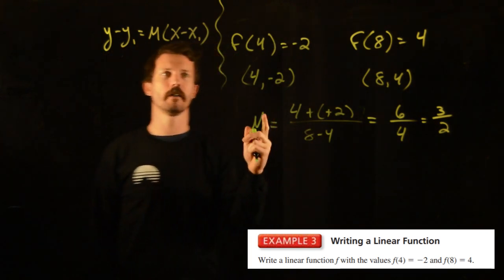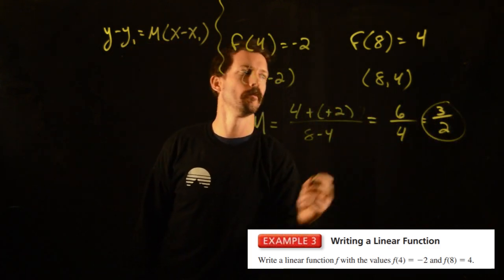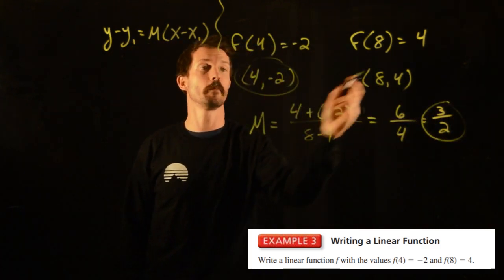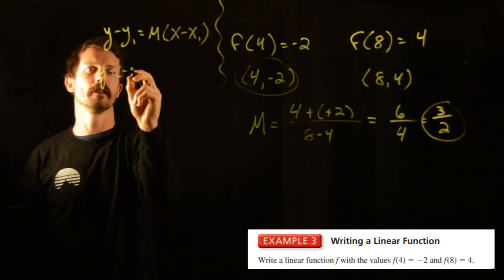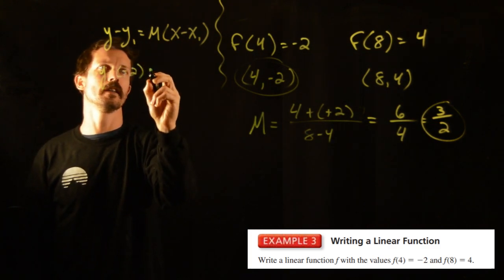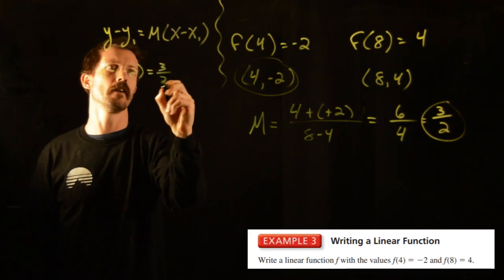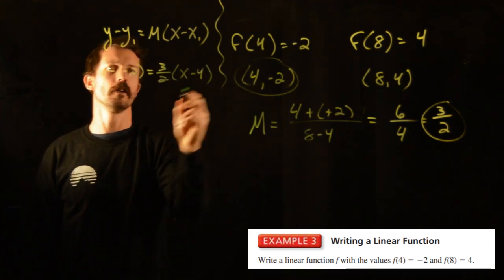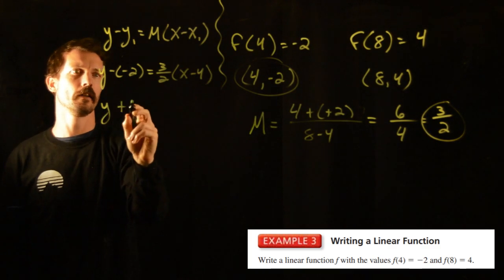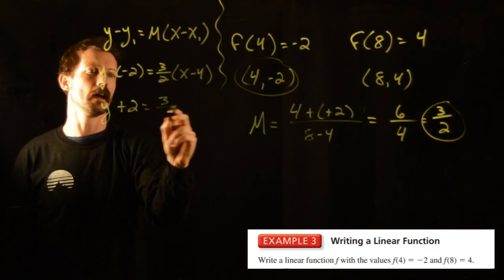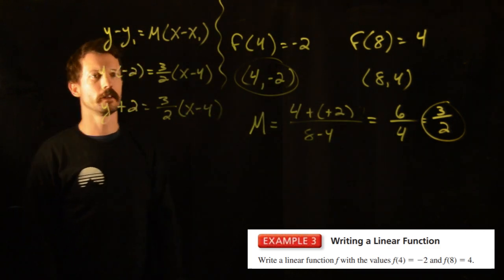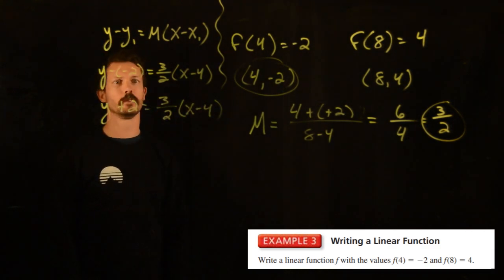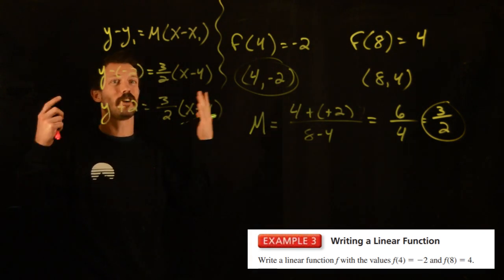And now from here, all I have to do is take that information. I have a slope, I have a point. You could use that point as well if you wanted to. It does not matter to me. So y minus negative 2 equals 3 halves times x minus 4. So when I simplify, I am all set. That's all I have to do. So y plus 2 equals 3 halves x minus 4, and then you're all set.